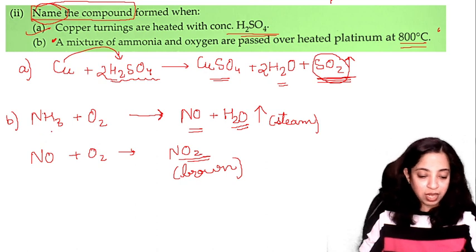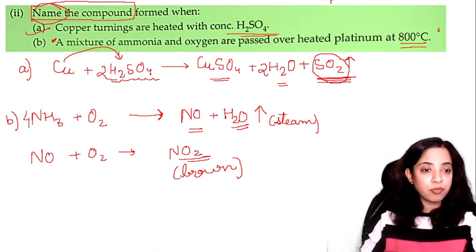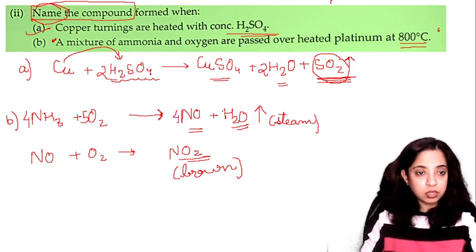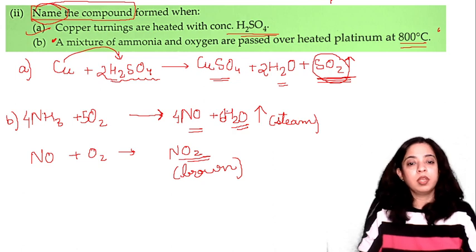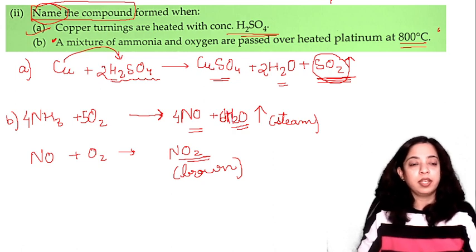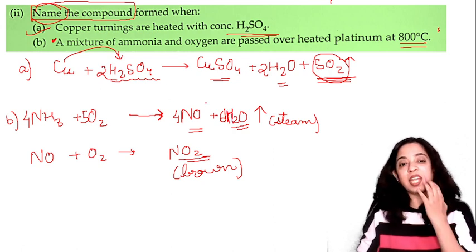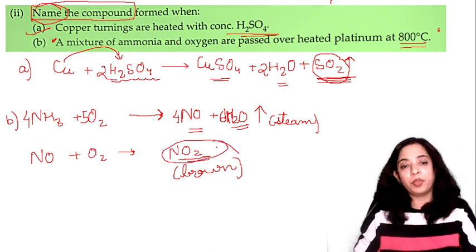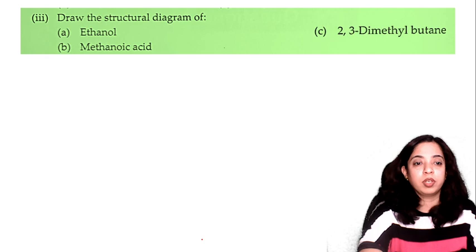So if you want to balance, you can balance it. This will be 4, 5, nitrogen 4, and 3 to 6. Okay, this is how you will write. So no need of writing the full equation. You can just write NO2 will be obtained, which is brown in color.